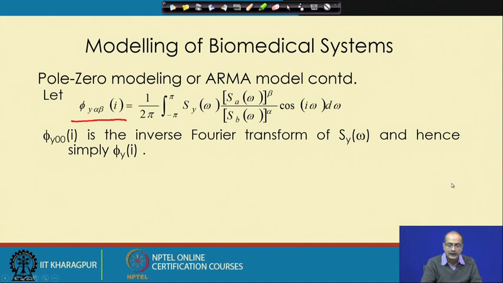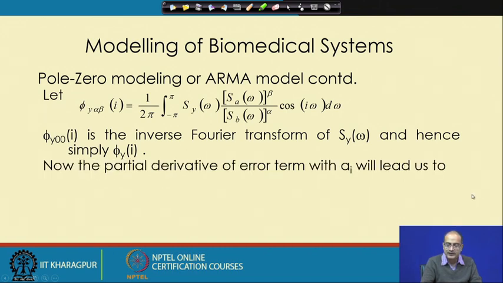And phi y 0 0 i is nothing but the inverse Fourier transform of S y, or simply we can write that as phi y. That means it is a more generalized form. When alpha and beta are both 0, we get the same old autocorrelation function of y. Why we have taken these will be more clear as we proceed.